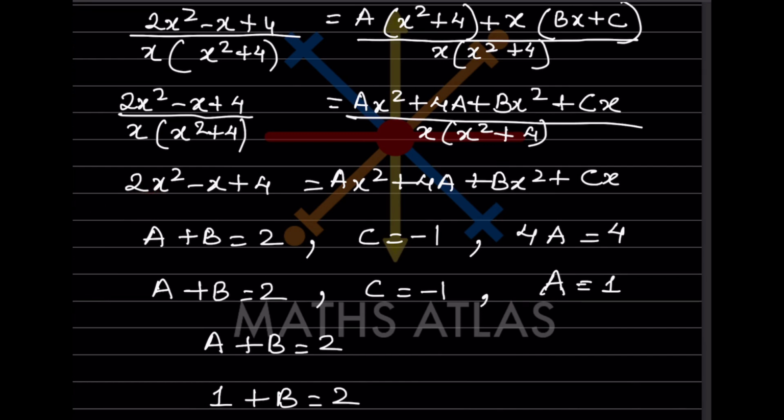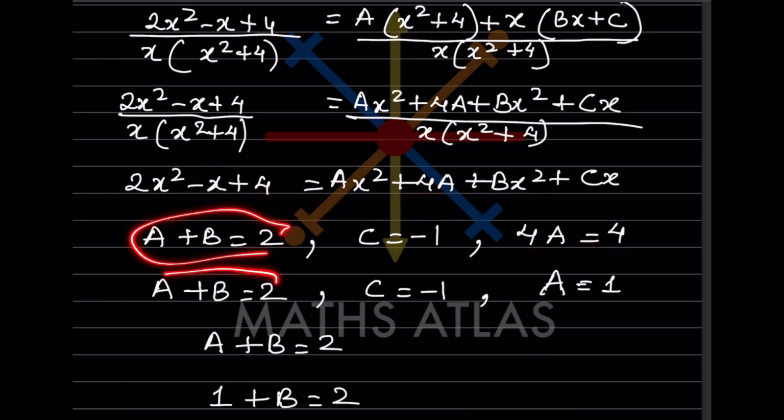Now when we compare, the coefficient of x² is a + b, and on the other side the coefficient is 2, so a + b = 2. Here there is a single x, and on the other side there is x with coefficient minus 1, so c is going to be minus 1. Now the constant is 4a, and comparing this constant, 4a is going to be 4. Hope you got how to write it.